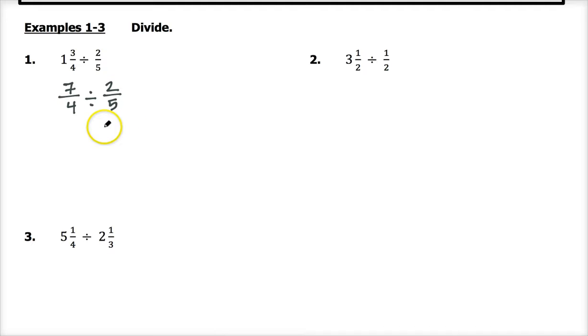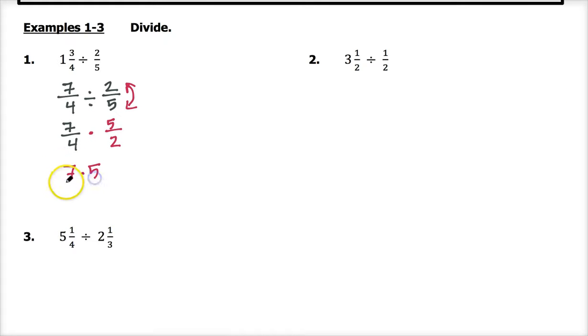On my next line of work, that's where I'm going to do my keep, change. So I keep my first fraction, 7/4. I change my division to multiplication, and then I change my second fraction by flipping it to its reciprocal, 5/2. So we have 7/4 times 5/2. So we're doing 7 times 5 over 4 times 2. I can't really do any canceling here, so I'm just going to multiply like normal.